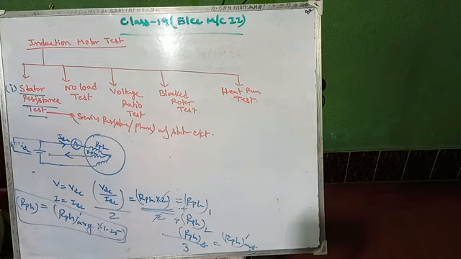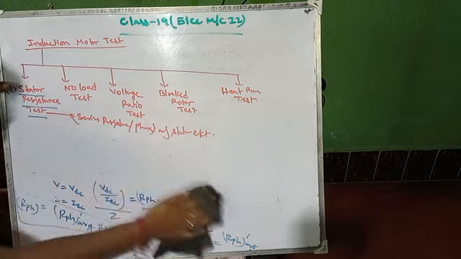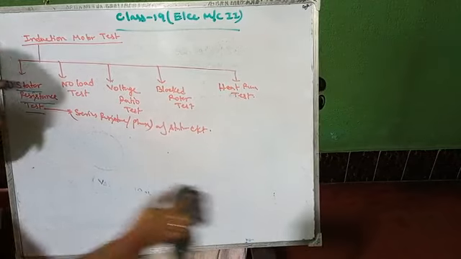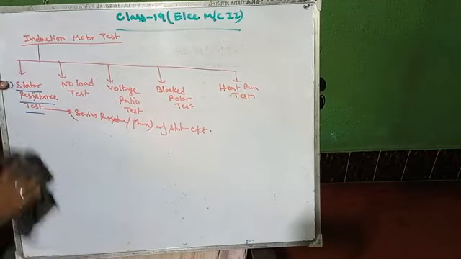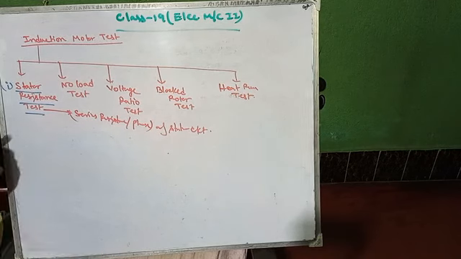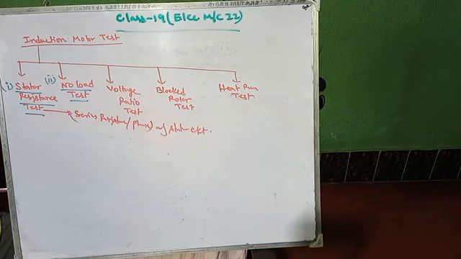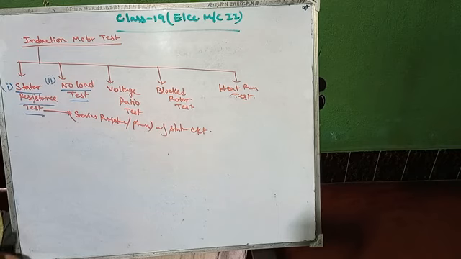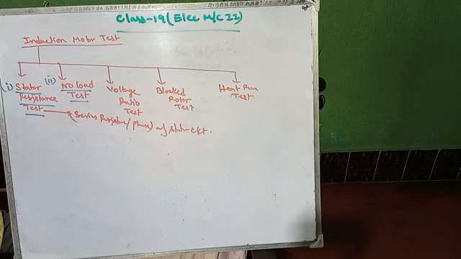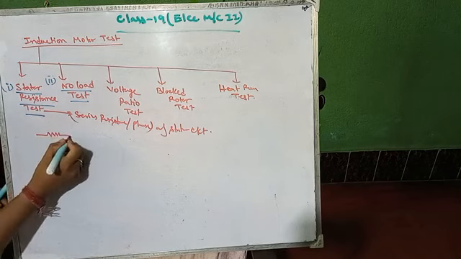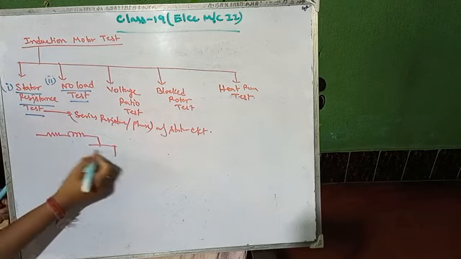Now I will move into the no load test, which is very important. In your practical also there is a no load test, so you have to perform it. It is used to find the no load parameters, that is, the components of the primary side of the equivalent circuit. So what are the primary side components of the equivalent circuit?